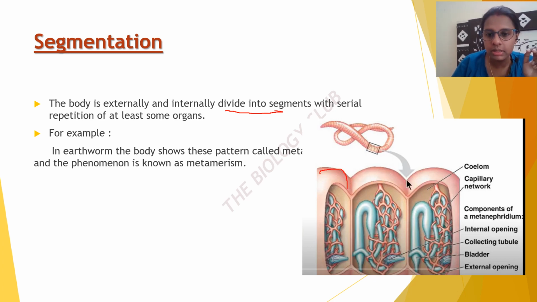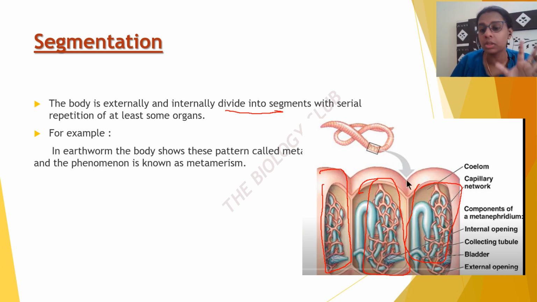So this is one organ that has been divided here. Again, the next organ is divided like that. Again, the next organ is divided like that. So it is justifying the definition: the body is externally and internally divided into segments with serial repetition of at least some organs, not all, some organs we are talking about. And this is the cavity we have just learned, which is the coelom.